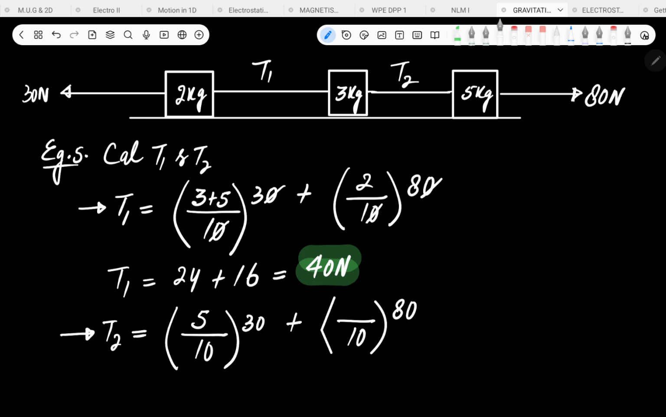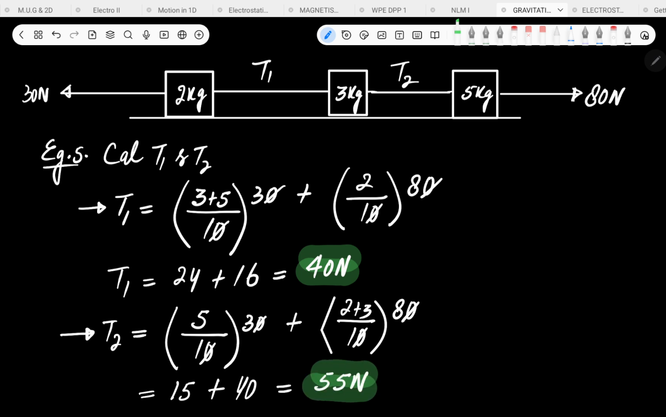Okay. Now have a look. Again, we have to calculate tension T2 due to this 80 Newton. So for this 80 Newton, the mass away is this total mass, which is 2 plus 3. So that's what I'm going to write down here. 2 plus 3. This 0 and this 0 will disappear. 5 into 3 is 15, plus this 0 and this 0 will cancel. 2 plus 3 is 5. 5 into 8 is 40. 40 plus 15 is what? It is 55 Newton. So the tension in the string T2 is what? That is 55 Newton.